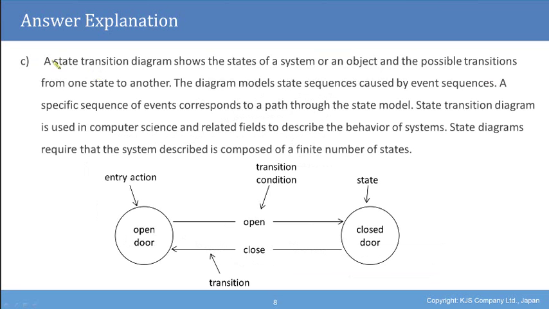C. A state transition diagram shows the states of a system or an object and the possible transitions from one state to another. The diagram models state sequences caused by event sequences. A specific sequence of events corresponds to a path through the state model. State transition diagram is used in computer science and related fields to describe the behavior of systems. State diagrams require that the system described is composed of a finite number of states.